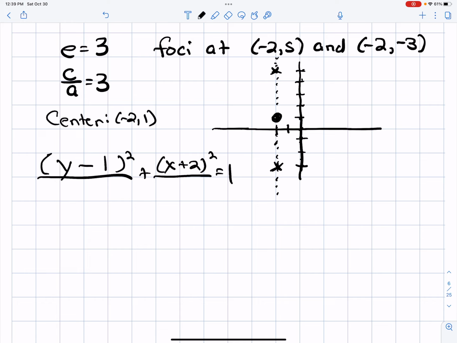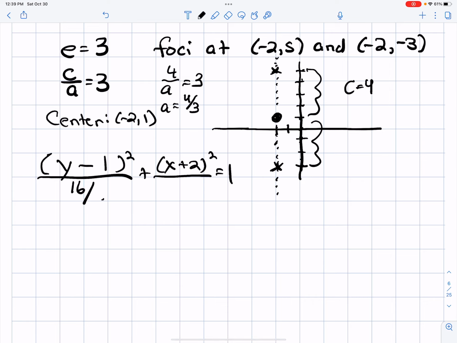But what can we use? Oh, we know C is 4 then. Huh. So we can still use this. All right. We know C is 4. So we know then for the eccentricity, 4 over A equals 3, which then tells us that A must be 4/3. That's not very pretty, is it? So 4/3 squared is 16 over 9, so that's going to go right here in the equation.